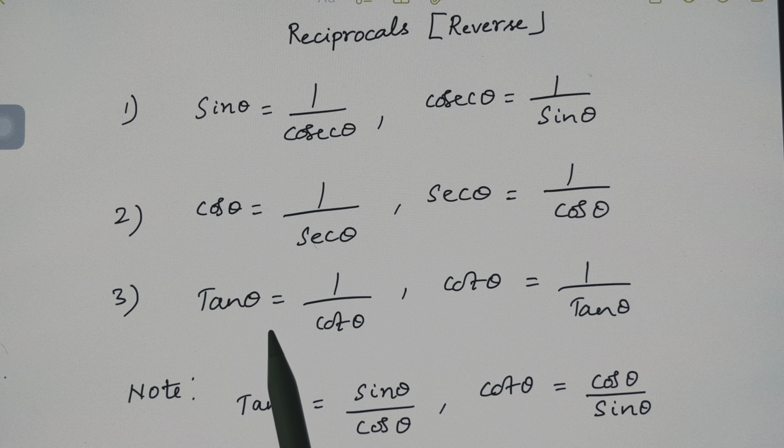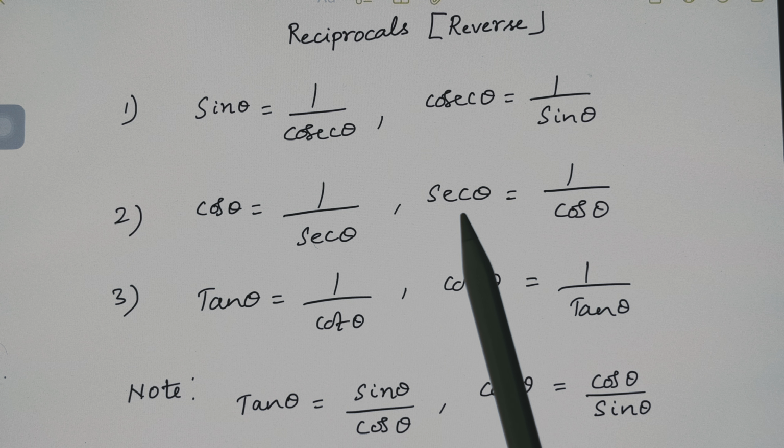Third one is tan theta equals 1 by cot theta, and cot theta equals 1 by tan theta. So the third pair is tan theta and cot theta. This is the third pair of reciprocals. Also you have a special formula in the form of a ratio of sin and cos for tan and cot. Tan theta in terms of sin theta and cos theta is sin theta by cos theta. Cot theta is cos theta by sin theta. So these are very important formulas in the form of a ratio of sin and cos theta. So, the reciprocals and these two important ratios.